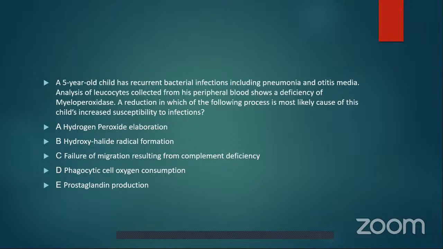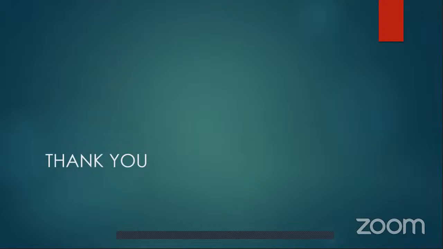So when we know that myeloperoxidase is deficient, what is going to happen? That system, the hydrogen peroxide, MPO, halide system, that goes for a toss. So what is the answer? Hydroxy halide radical formation gets affected. And that's why the child becomes more susceptible to infections. Yeah, that's about today's class on phagocytosis. I've tried to elaborate everything and tried to link it with the clinical scenarios so that you will be able to analyze case-based questions and also answer them.